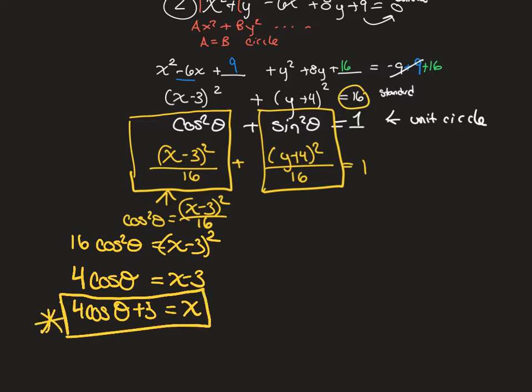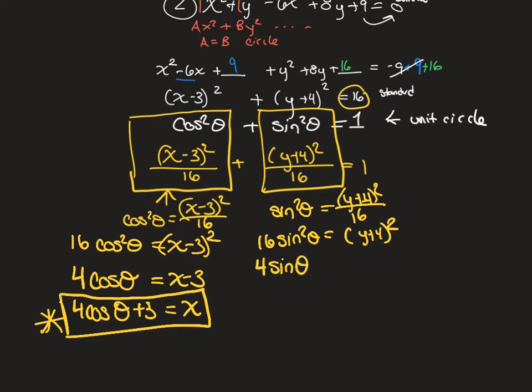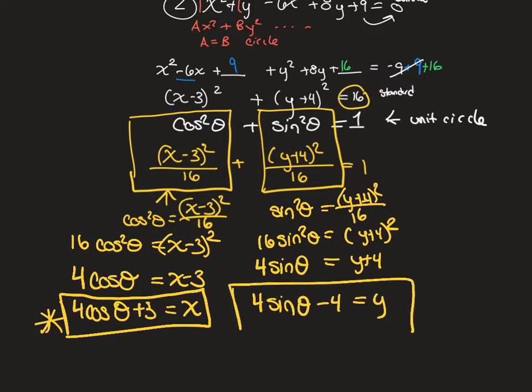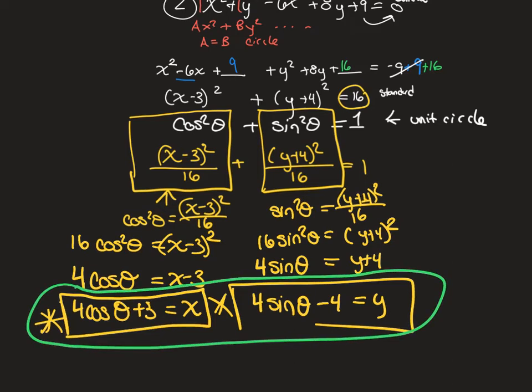I'm going to do the same thing for my y stuff. So I'm going to multiply that 16 over. So sine squared theta equals y plus 4 squared over 16. 16 sine squared theta equals y plus 4 squared. Square root both sides. So you get 4 sine theta equals y plus 4. And so 4 sine theta minus 4 equals y. So these two things that I'm circling in green, those are your two final answers. So let me shrink this way down really quick.